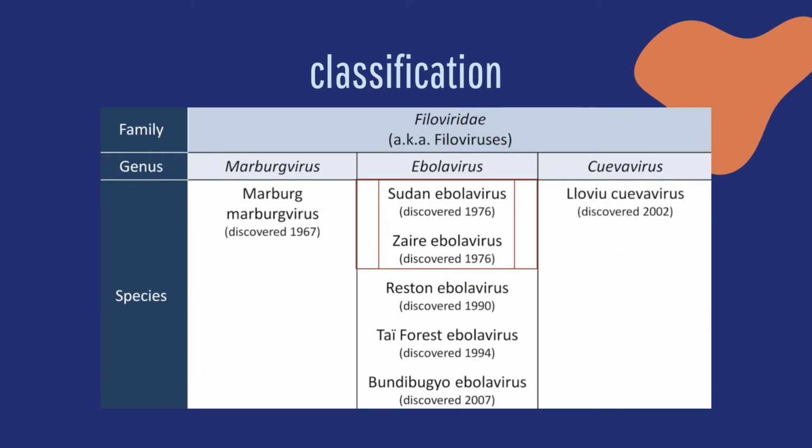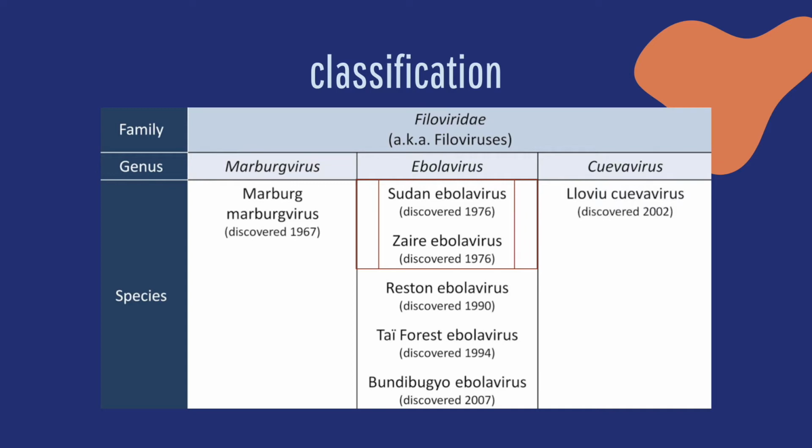Chronologically, there are 5 individual species of Ebola virus discovered in different years. The overwhelming majority of outbreaks have been due to the first 2, which emerged within several months of each other in the neighboring countries of Sudan and Zaire.